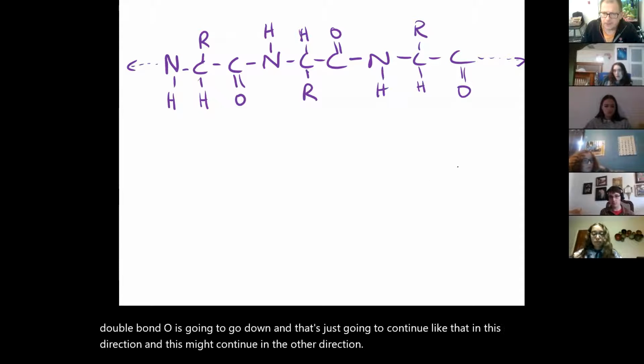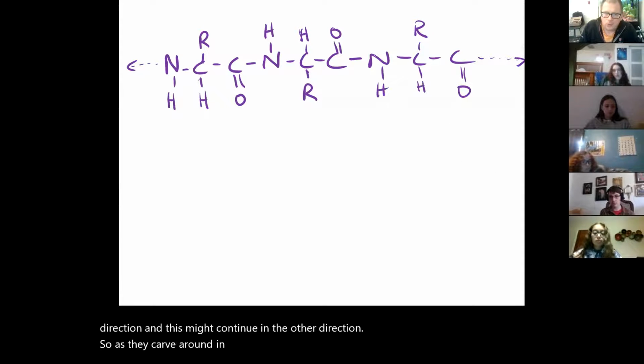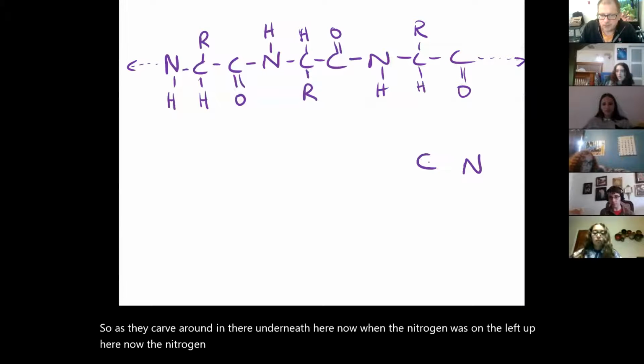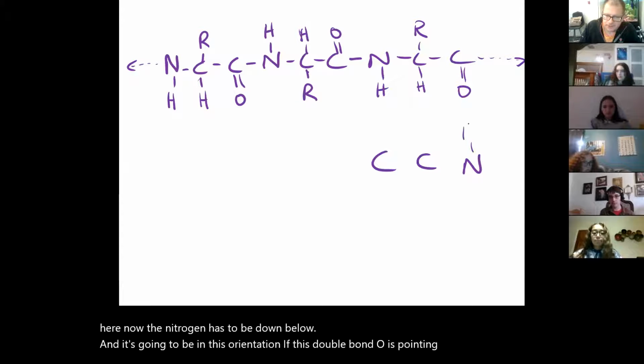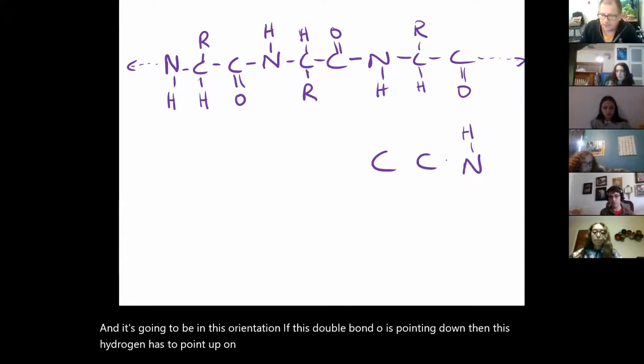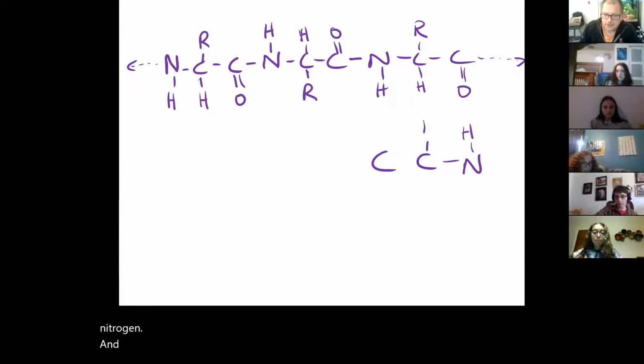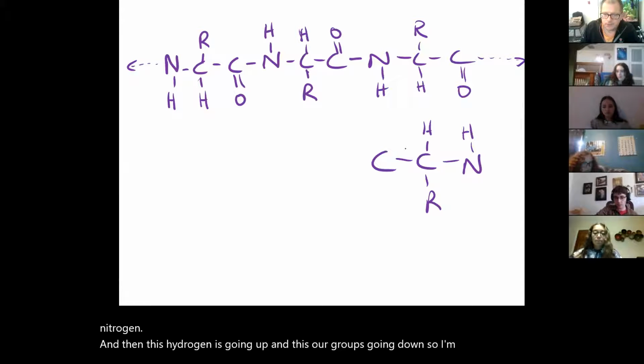So as they curve around and they're underneath here, now when the nitrogen was on the left up here, now the nitrogen has to be down below, and it's going to be in this orientation. If this double bond O is pointing down, then this hydrogen has to point up on the amine. Well, it's not really an amine anymore, but on the nitrogen. And then this hydrogen is going up, and this R group's going down. So I'm just reversing everything. I'm going kind of backwards.